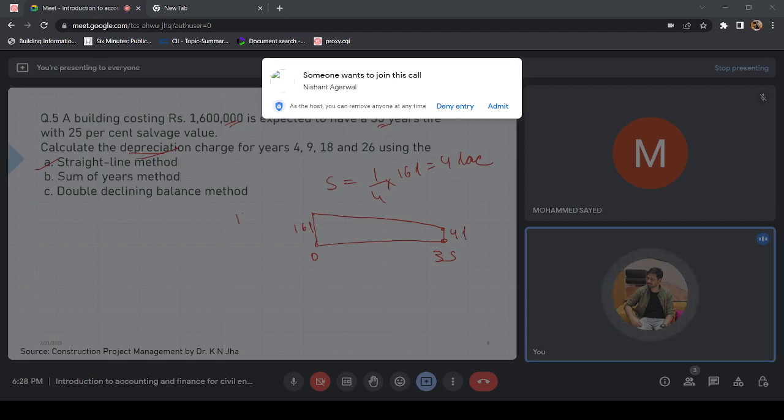So the depreciation rate would be 16 minus 4 by 35, right? This would be the value. By this amount, it would be depreciating each year. So it doesn't matter if we calculate it for the fourth year or ninth year, 18th year, 26th year. Each year it would be the same, 12 by 35, right? Yes. Okay. So coming to the next, sum of years method.